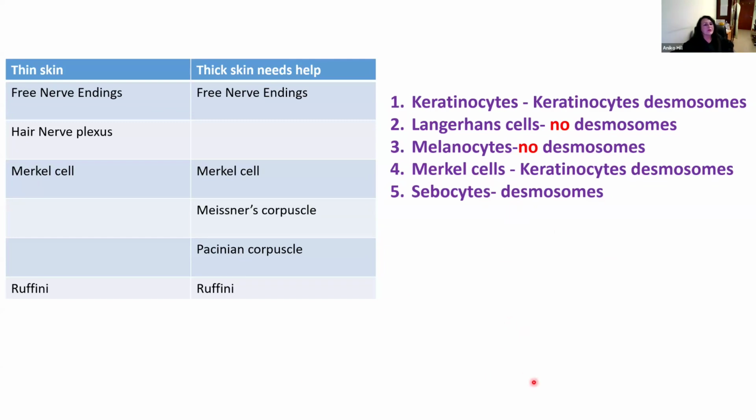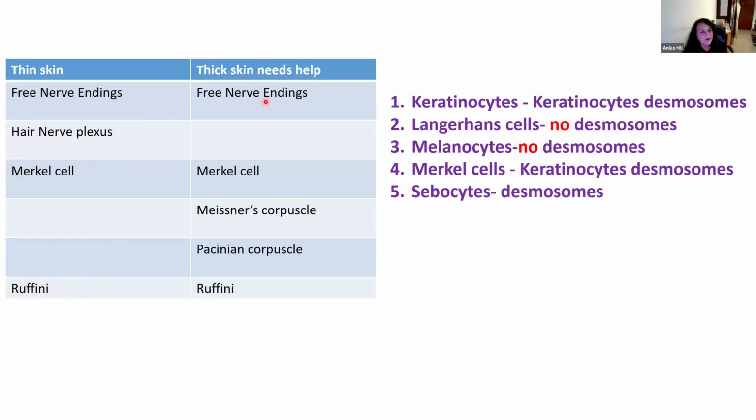Now, one more thing I wanted to show you, the classification based on thin skin and thick skin. So thin skin has free nerve endings. Of course, the hair has the nerve plexus, which is technically another type of free nerve endings. We have the Merkel cell in the stratum basale, and we have the Ruffini. So these are all in the thin skin.